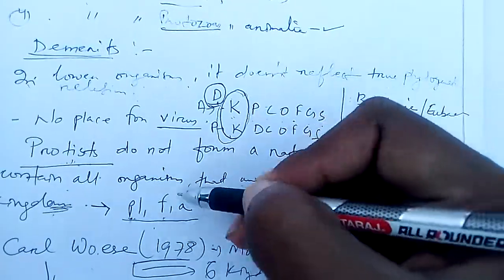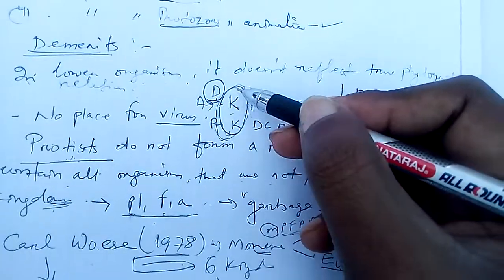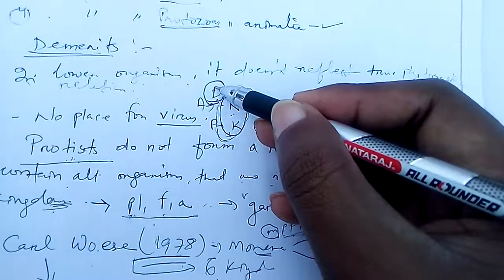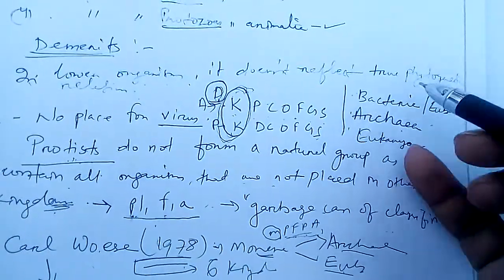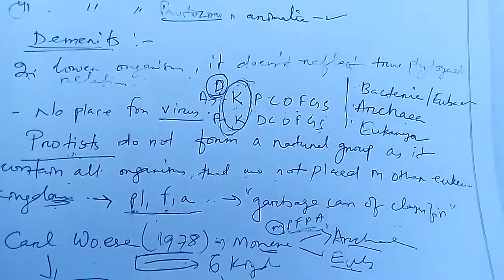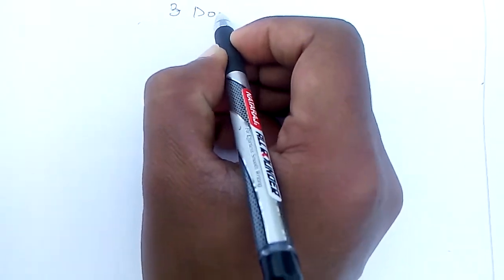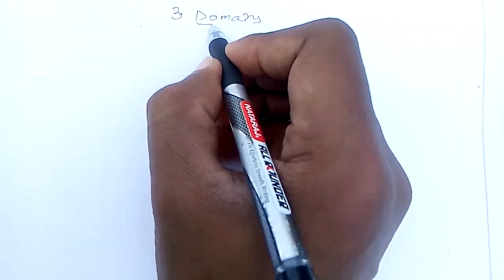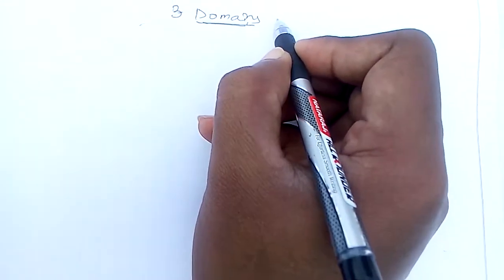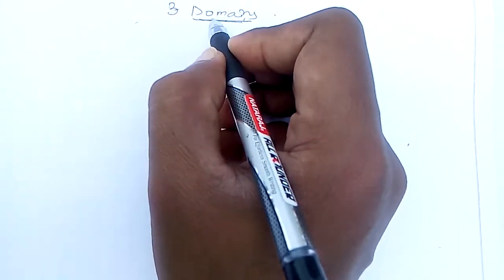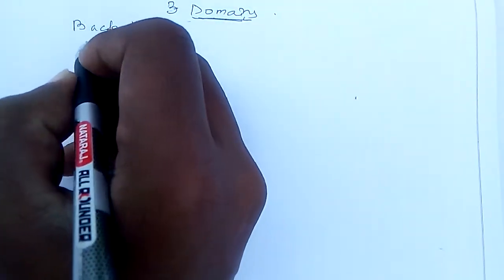Before the 3 domain classification, kingdom was the highest rank, but after it, domain becomes the highest rank in the classification hierarchy. We are going to discuss these 3 domains on the next page. See here, I am writing 3 domains of life. What is the meaning of domain? Domain is the rank above the kingdom. So what are these 3 domains? Your first domain is Bacteria or Eubacteria.